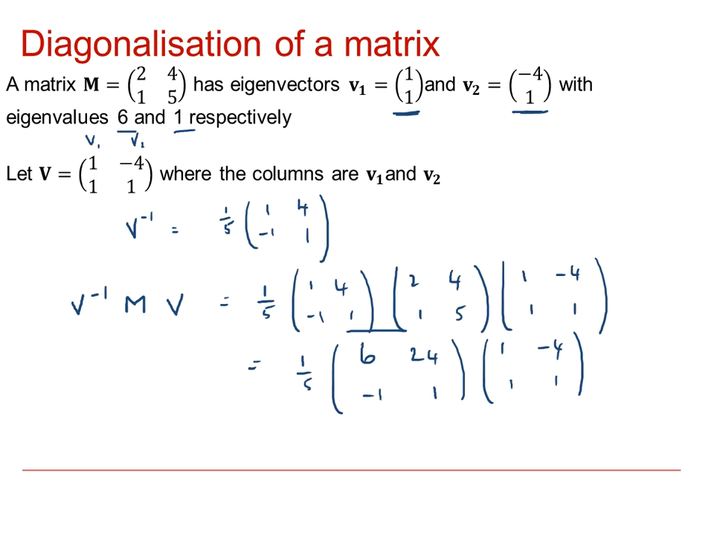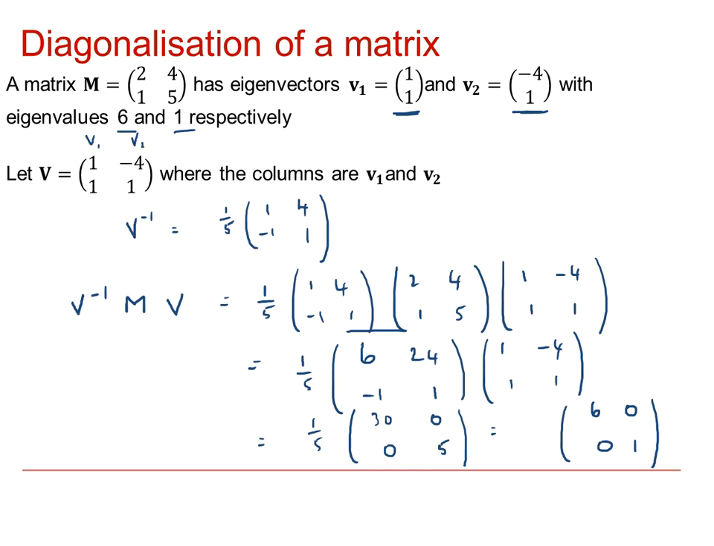Now if we multiply those together, you'll see that the first element, 6 plus 24, is 30. The second element in the top row is 6 multiplied by negative 4, minus 24 plus 24, which is 0. Then the second row, negative 1 plus 1 is 0, and then 4 plus 1 is 5. So we end up with a diagonal matrix which is 6, 0, 0, 1.